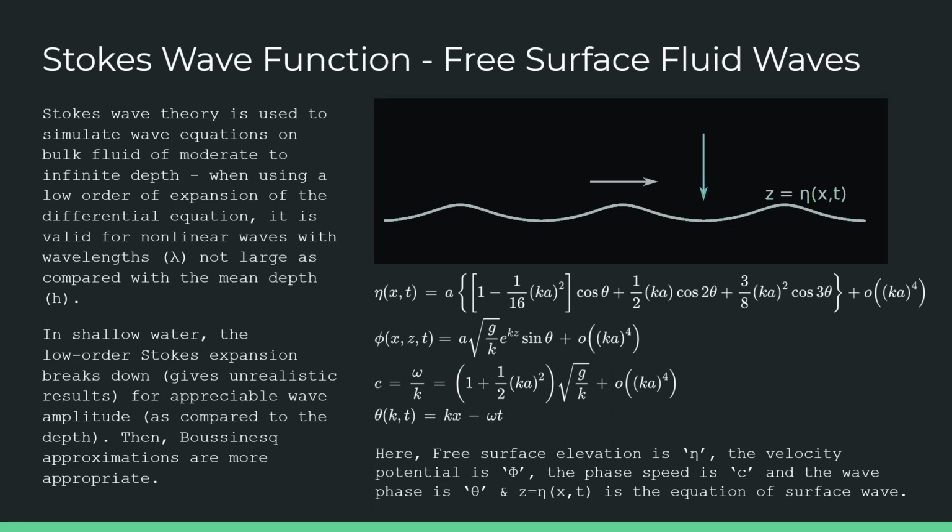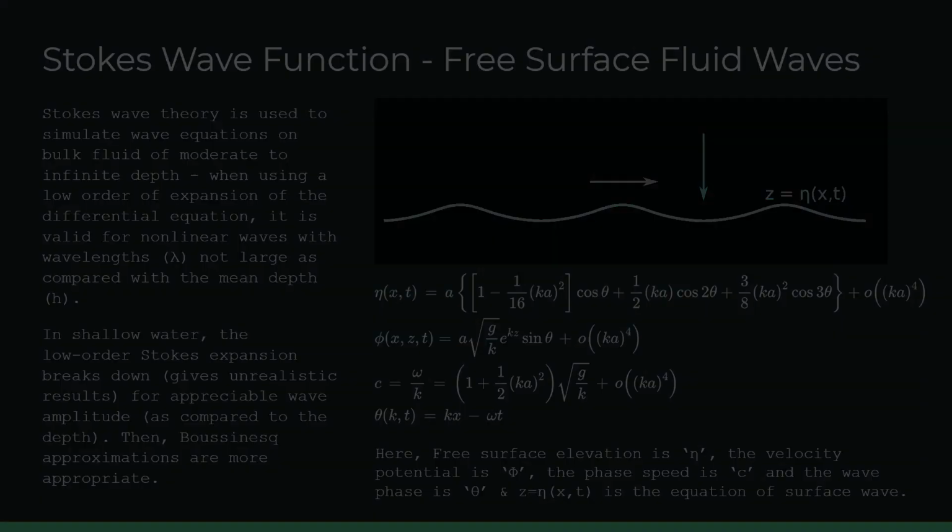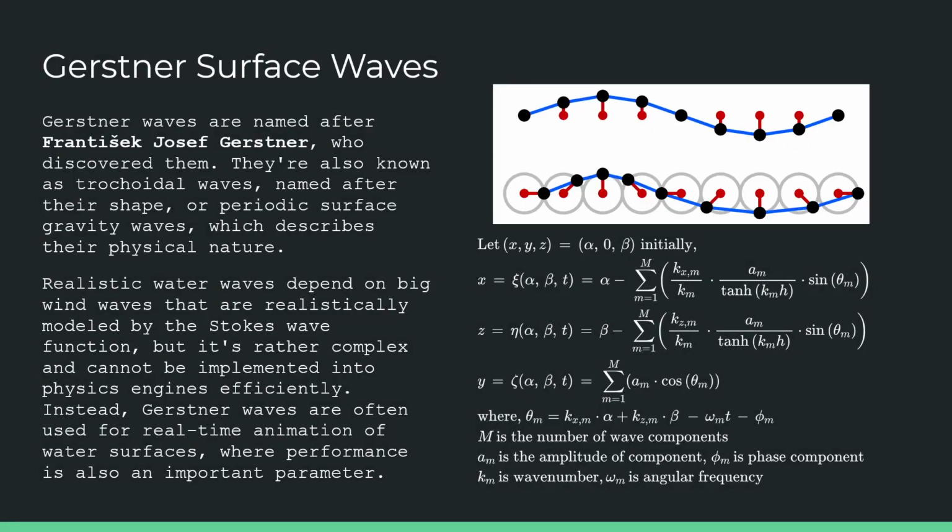However, the reason the Stokes wave function is known to be a little cumbersome in applications in game physics is because it requires a lot of computational power to calculate in real time. So to ensure that we can have a more efficient way to implement game physics in engines, we can use what are known as Gerstner surface waves.